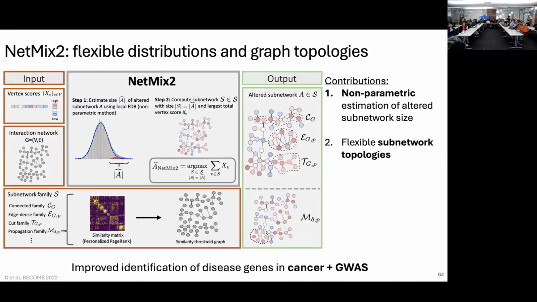Then in follow-up work, we generalize this approach to something called NetMix2, where we relax the assumption that you have two Gaussians. Instead, you have a non-parametric mixture model through something called local FDR. We also allow for more subnetwork topologies beyond connected subgraphs, for example subgraphs that are edge dense. And we also define a family of subgraphs based on random walks, which is what people use in practice to find these altered subgraphs. We show that with this more flexible approach, we can improve identification of disease genes, both in cancer and other complex traits.